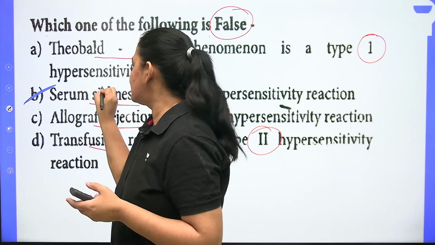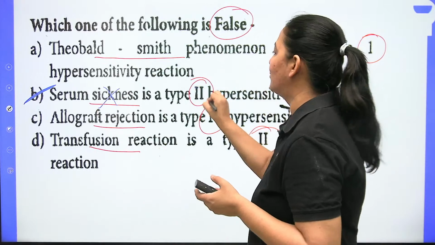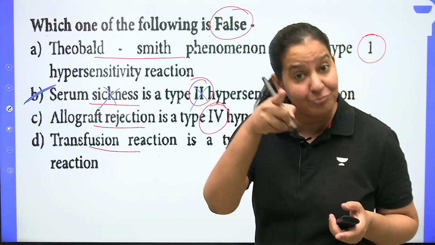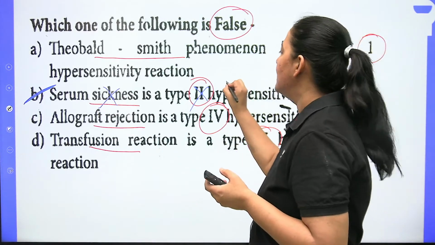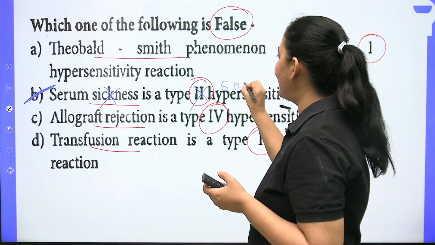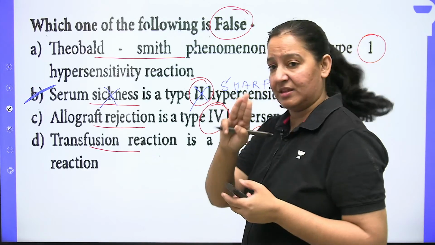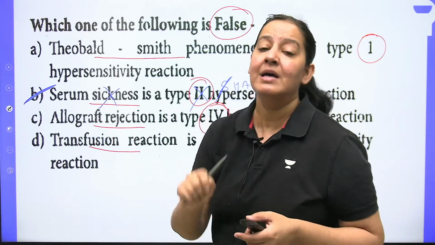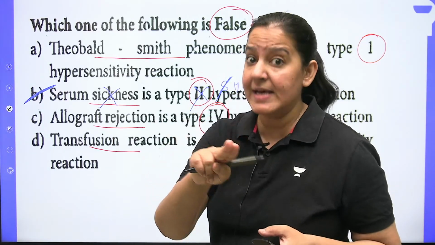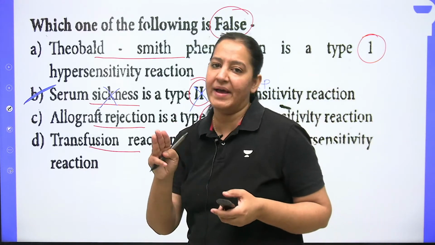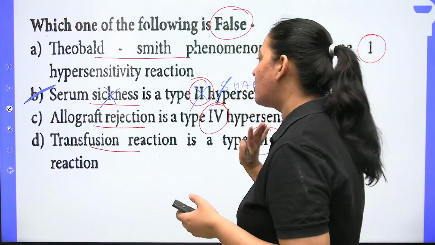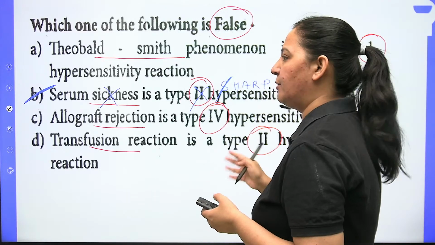So serum sickness is not an example of type 2. Serum sickness is an example of type 3. That's why this is false. So the mnemonic is SHARP, S-H-A-R-P, the type 3 mnemonic. So S stands for three things. One of the three things is serum sickness. SLE, serum sickness and Schick test. These three S are in type 3. So serum sickness is not type 2. The rest of the pairs are correct.